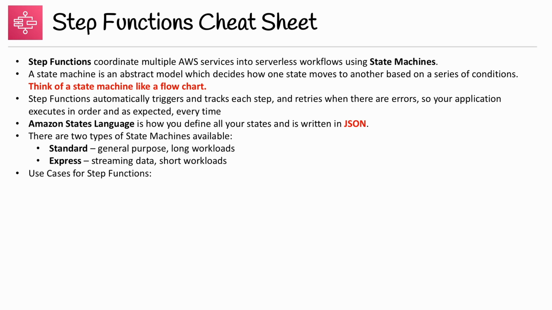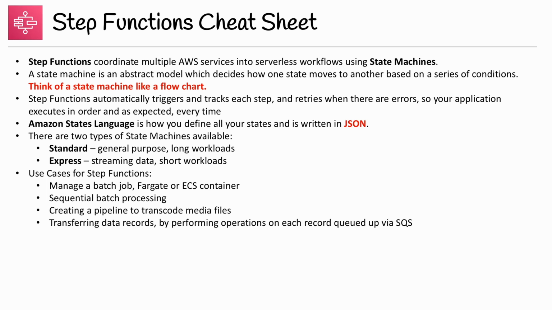Use cases for Step Functions: manage a batch job, Fargate or ECS container, sequential batch processing, creating a pipeline to transcode media files, transferring data records by performing operations on each record queued up via SQS, sequence steps for ML workloads, coordinate extract, transform, and load ETL jobs. If you go check the AWS docs, they have a lot of examples of use cases. You should really know them because you might see some questions that ask you to identify those kinds of situations.